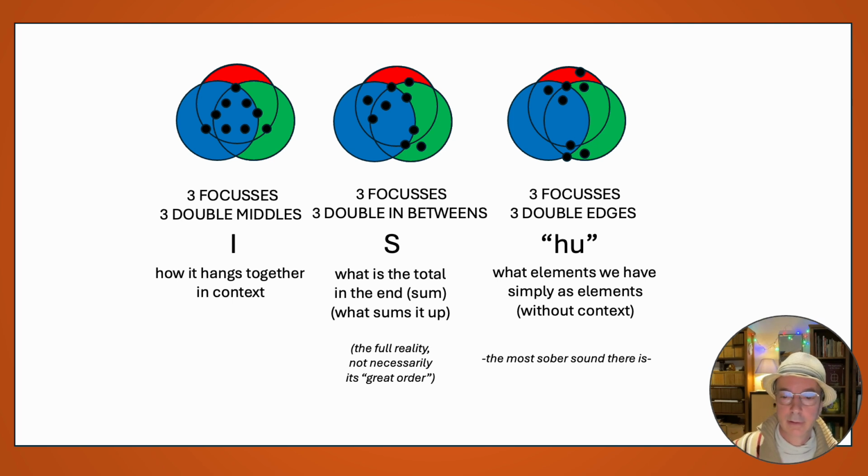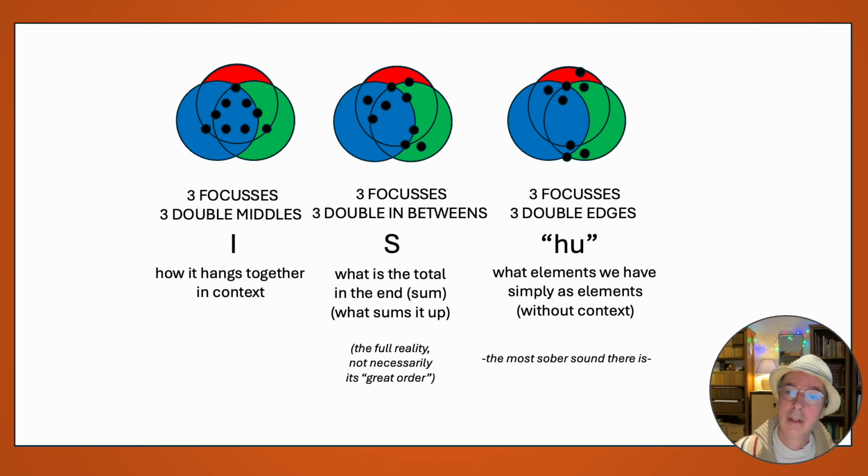So what do we have already? Is something extra written here? What's the end sum, and what sums it up in S? In E it is how it hangs together in context in general. In S it will bring the context in the material, of course. So that's the total sum, the full reality, not necessarily with a great order, but with some order at least. In H, it doesn't even matter anymore what order there is, and it's simply the elements as they are. It's at the end of the whole system of logic, of all the letters. That's the last sound that you have.